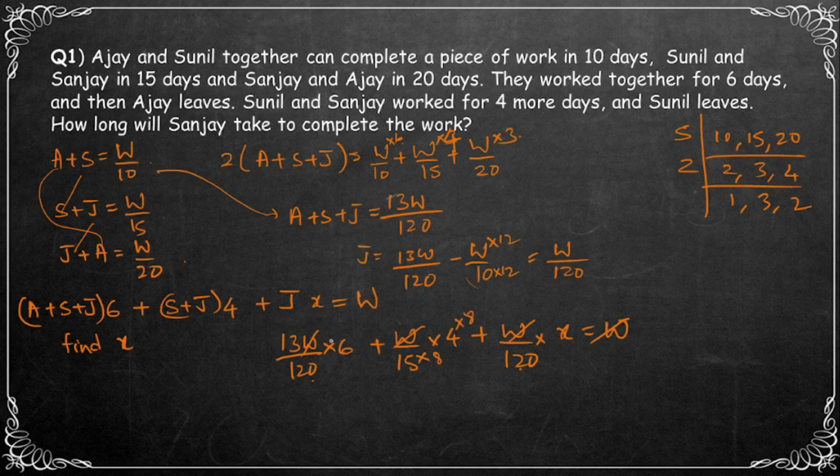So here we have 13 into 6, which is 78. 4 into 8, which is 32, plus X is equal to 120. Moving the terms to that side: 78 plus 32 is 110. So if this 110 goes that way, it becomes minus 110. So 120 minus 110, which is 10 days. So the answer is 10 days.